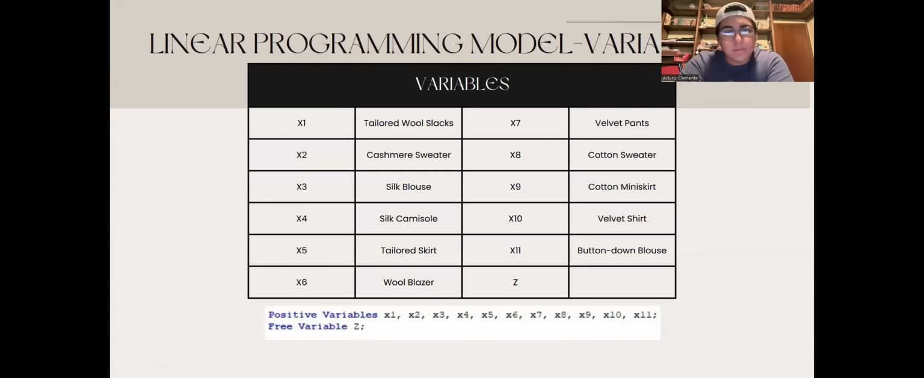Then we move on to the linear program modeling variables. Here we can see all the variables, which are tailored wool slacks, cashmere sweaters, silk blouse, silk camisoles, tailored skirts, wool blazers, velvet pants, cotton sweaters, the cotton miniskirt, the velvet shirt, and the button-down blouse. Here we have them labeled from X1 all the way to X11, and zero if not available.